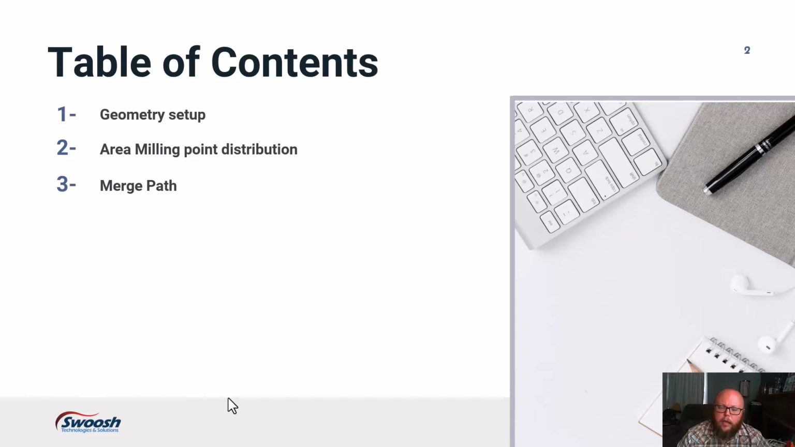Some of the contents. We're going to look at geometry setup. This is going to look at part workpiece specifications, blank specifications, MCSs, things of that nature, specifically tied to 5-axis equipment. We're going to look at area milling and how we can control the point distribution with the max cut setting that's now available in the area mill operation, and use it with the tilt tool axis to give us some nice surface finishes in multi-axis operations. And then lastly, we'll take a look at merged path in conjunction with some contour profile operations.